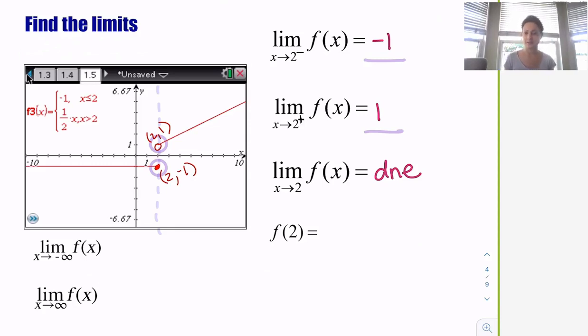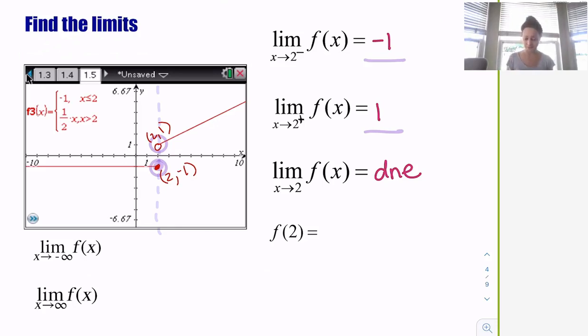Now, let me ask you this. What do you think the most common incorrect answer is for this one? The most common incorrect answer is -1, because people go to that closed circle right there and they say that's the full limit. Remember, the full limit has nothing to do with an open or closed circle. It's what are you approaching, and we have to approach the same y value coming from both the left and the right. Now, what does that closed circle represent? That closed circle represents what happens exactly at x equals 2.